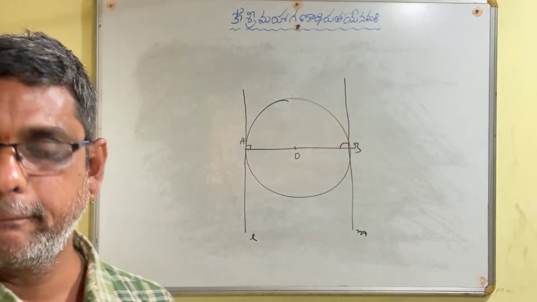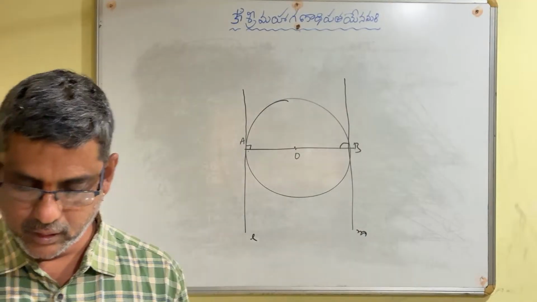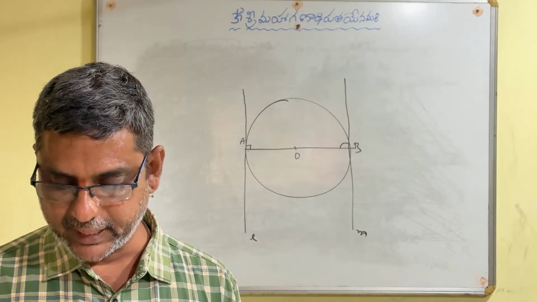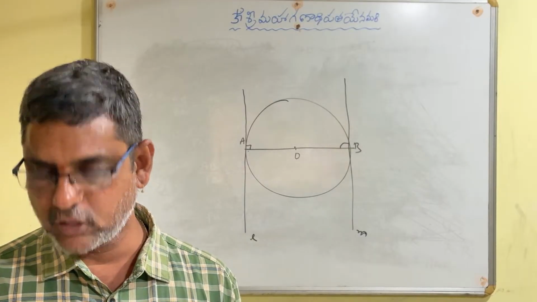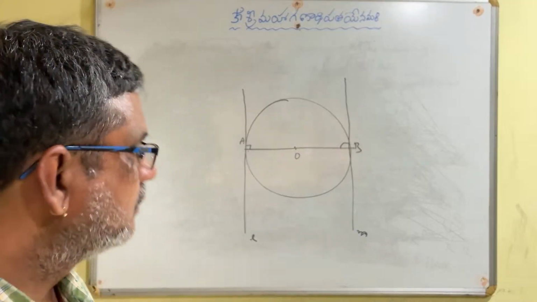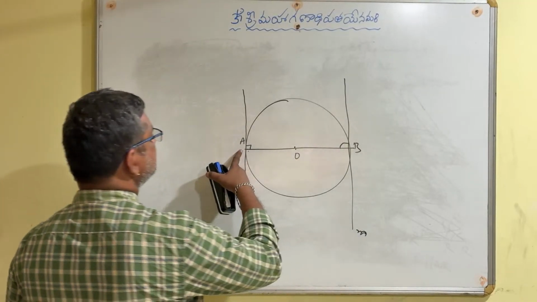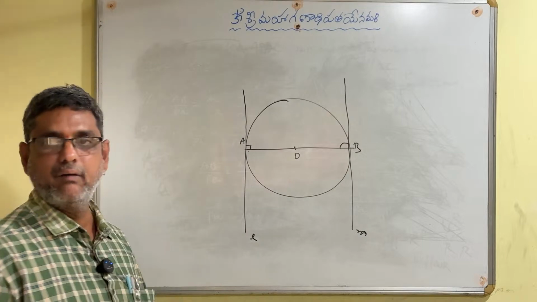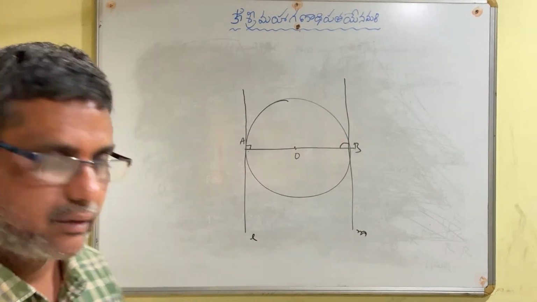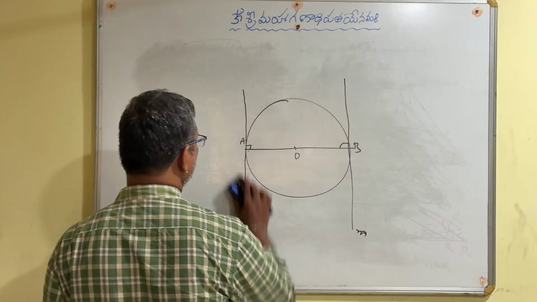Question number 4. The common point of a tangent to the circle and the circle is called, what do we call this common point? Anyone? Point of contact. Very good. Point of contact. Good.